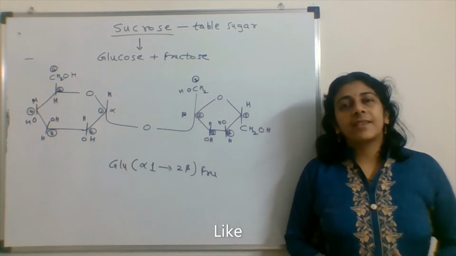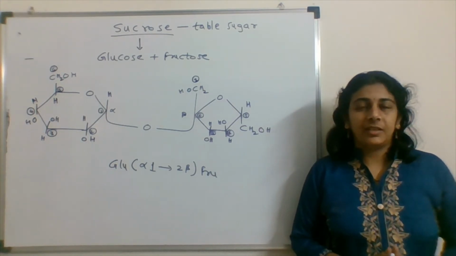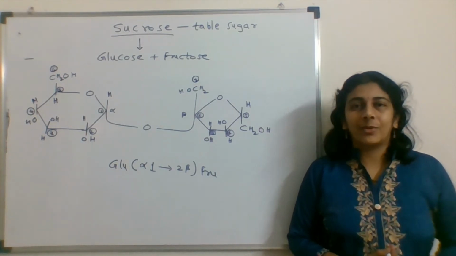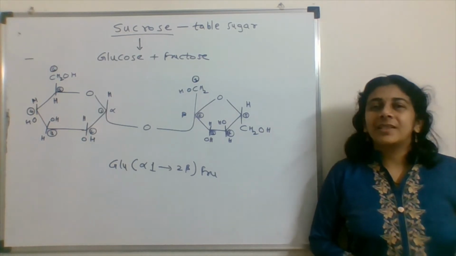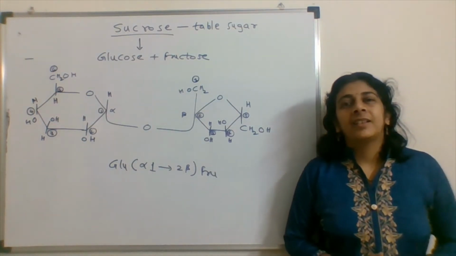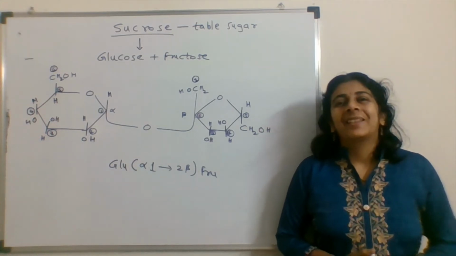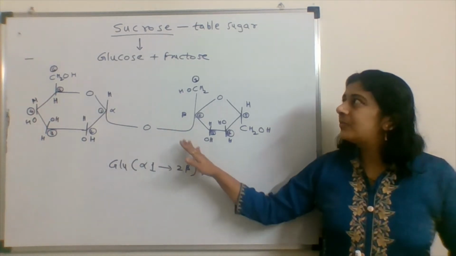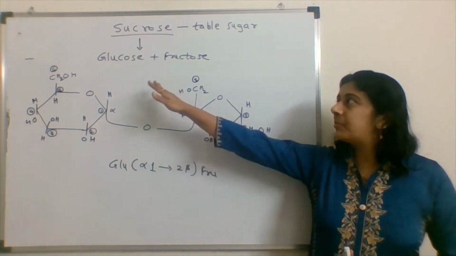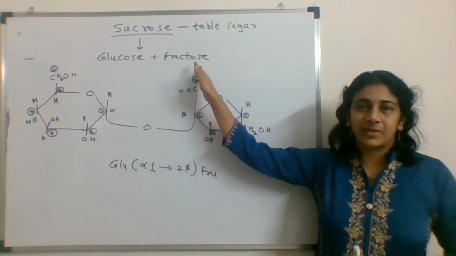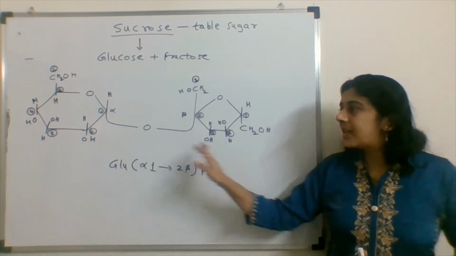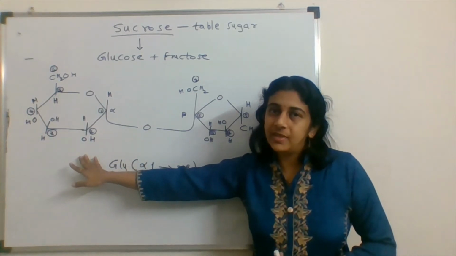Discussing each disaccharide given in the question. So first one is sucrose. Sucrose is a table sugar. It is formed by the plants. The structure of sucrose is like this. It is made up of glucose and fructose. So this is fructose and this is the structure of glucose.